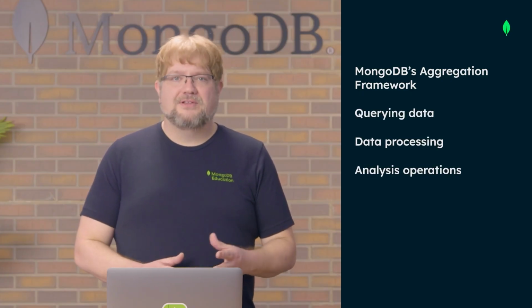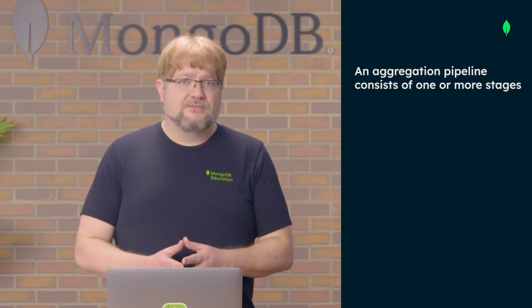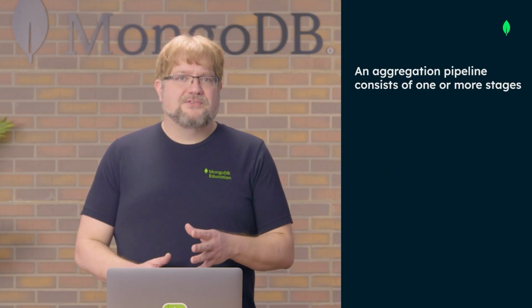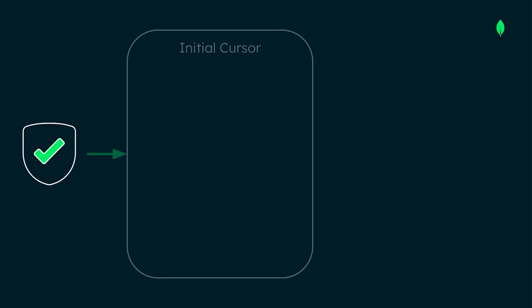MongoDB's aggregation framework is a powerful tool for querying data and for performing data processing and analysis operations on collections. An aggregation pipeline consists of one or more stages. These stages query and process documents. Let's look at how it works. After an aggregation pipeline is initiated and optimized by MongoDB's Query Optimizer, an initial cursor is automatically created to handle the flow of documents through the pipeline.